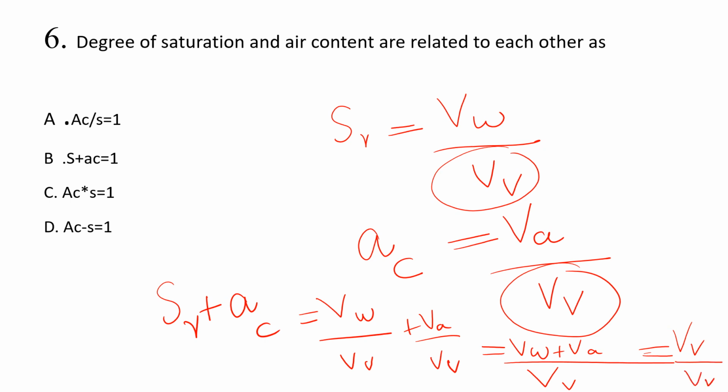Denominator is volume of voids itself. So here both the numerator and denominator are same. So this will cancel and you will get the answer as 1. So which option is right? You have the option S_r plus AC equal to 1, and your correct answer is B.